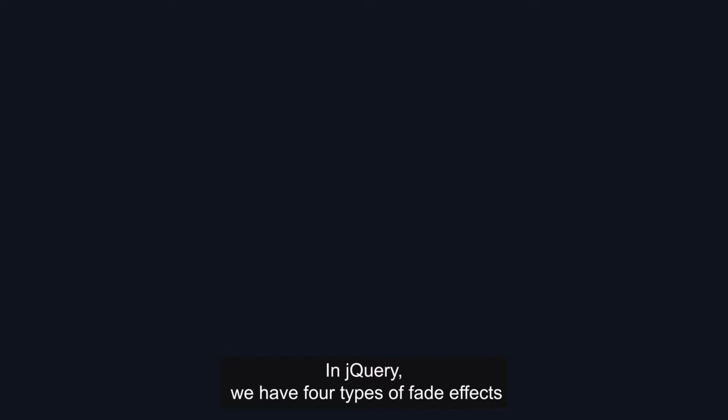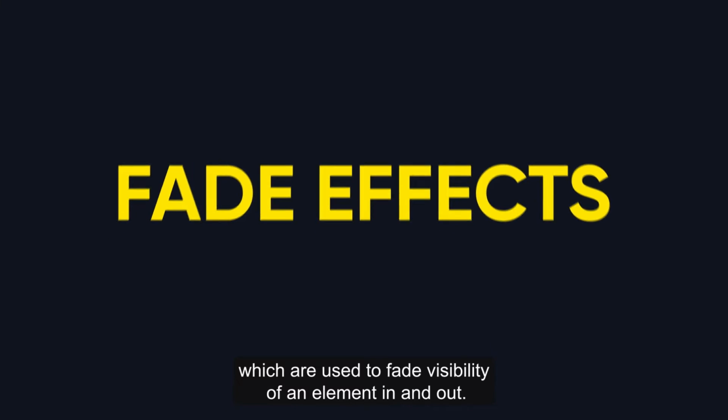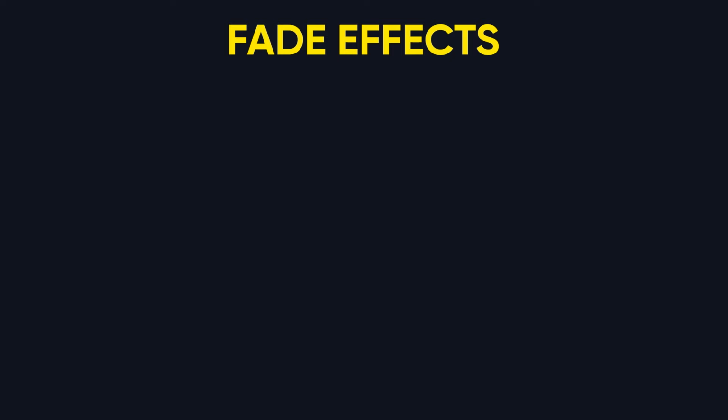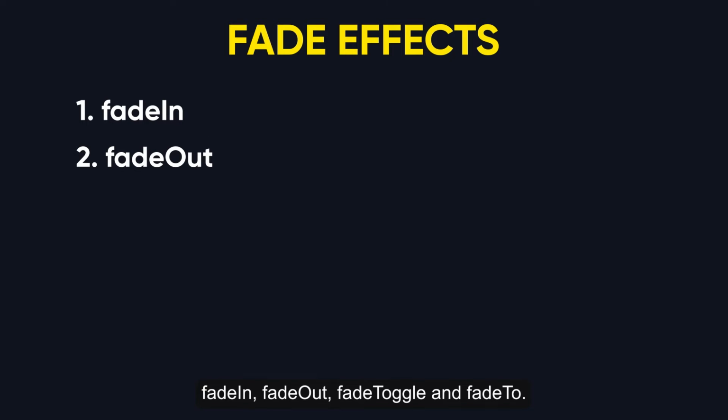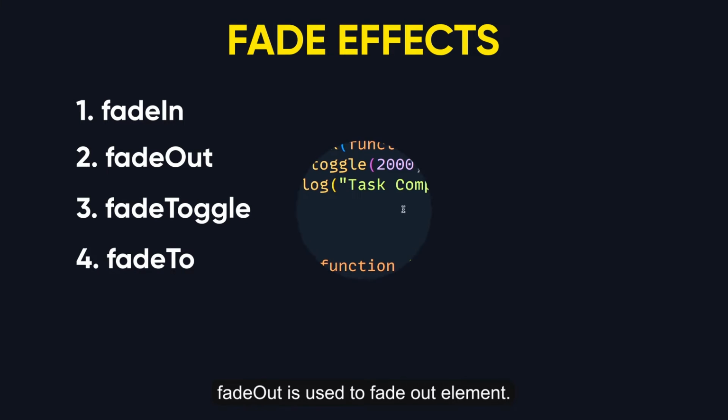In jQuery, we have 4 types of fade effects which are used to fade visibility of element: fade in, fade out, fade toggle, and fade to. Now these effects are pretty easy. Fade out is used to fade out element.